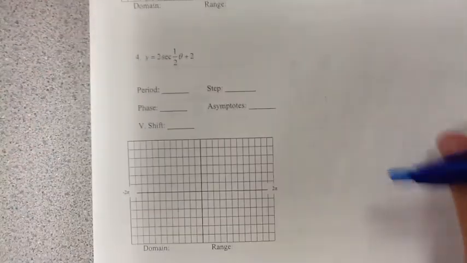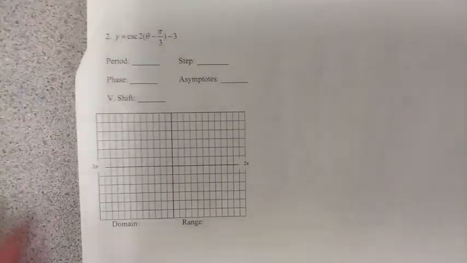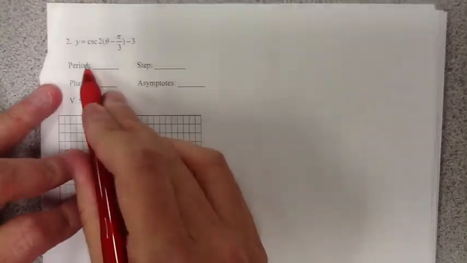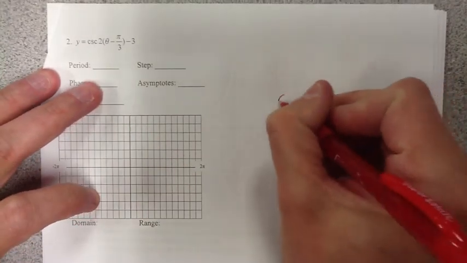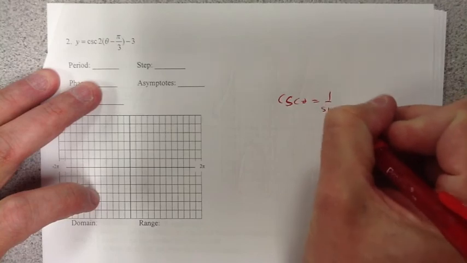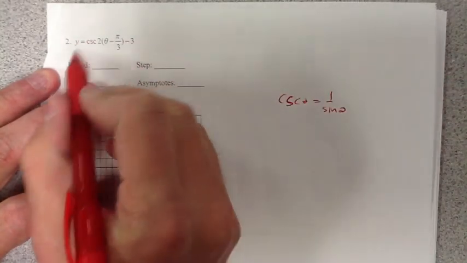Here's number 2. It's a cosecant graph, so let's go ahead and graph this one. So, again, we're not going to graph cosecant. Remember, we're not going to graph cosecant. We're really going to graph the sine, because remember, the cosecant of theta is really 1 over the sine of theta. So everything is kind of done the same.